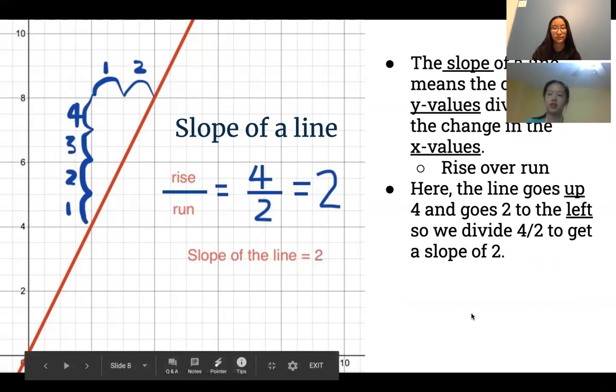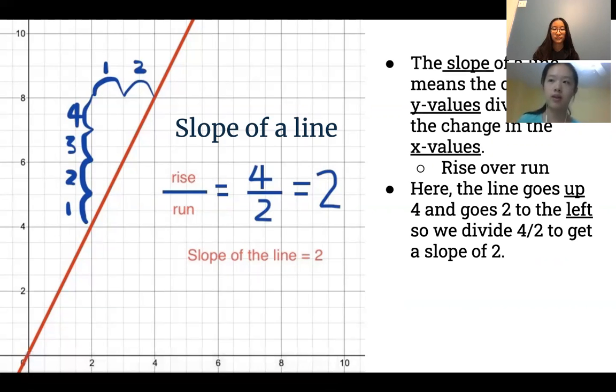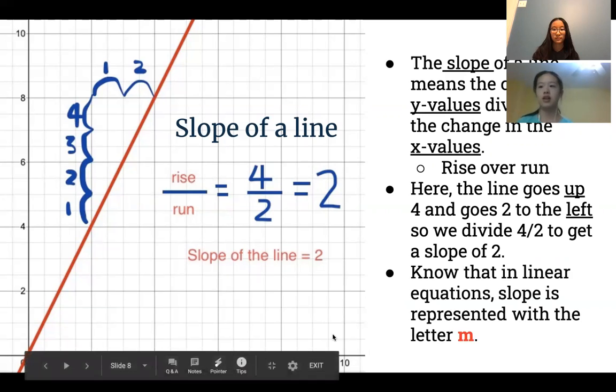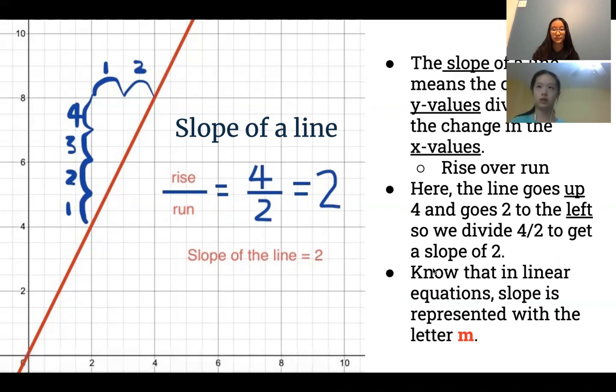So for example, in this line, we chose 2 points, and the difference in the y coordinates was 4, and the difference in the x coordinates was 2. So the slope would be 4 divided by 2, which equals 2. And the slope of a line is represented in a linear equation by the letter m. And a linear equation is just a way to represent a line using an equation instead of on a graph.